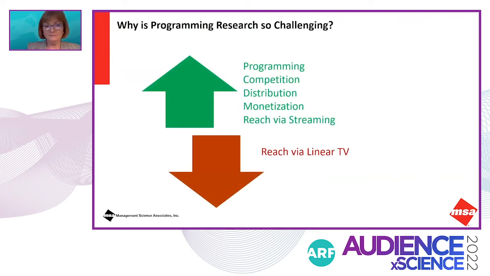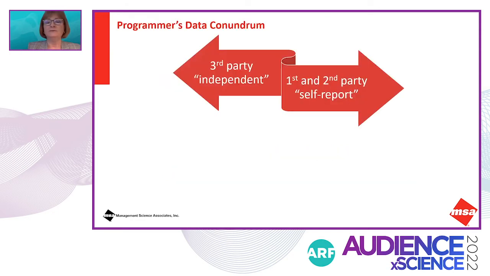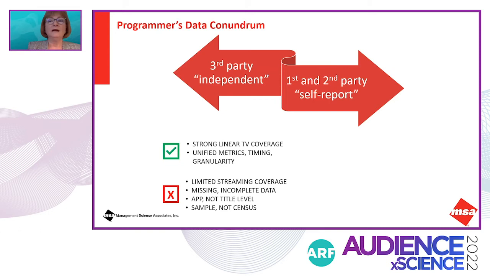Programming, competition, distribution partners, monetization, and streaming reach are all up. Linear TV reach is down, and there's no unified data to support critical research decisions. We've got a serious data conundrum as programmers. On the one hand, we have third-party currency services that still provide good measurement coverage of linear TV, with some streaming and the convenience of unified data. What's missing? Complete streaming coverage, title level data for streaming, census instead of sample to support our analyses.